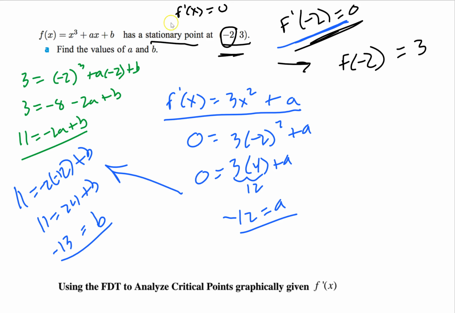Right? It's all about what that means, right? If I give you a point, that always means when you plug it into the original function, it's equal to the y value. If I say it's a stationary point or a max or a min, that just means that when you plug in the x value, negative 2, the derivative is equal to 0. That's the key to that.